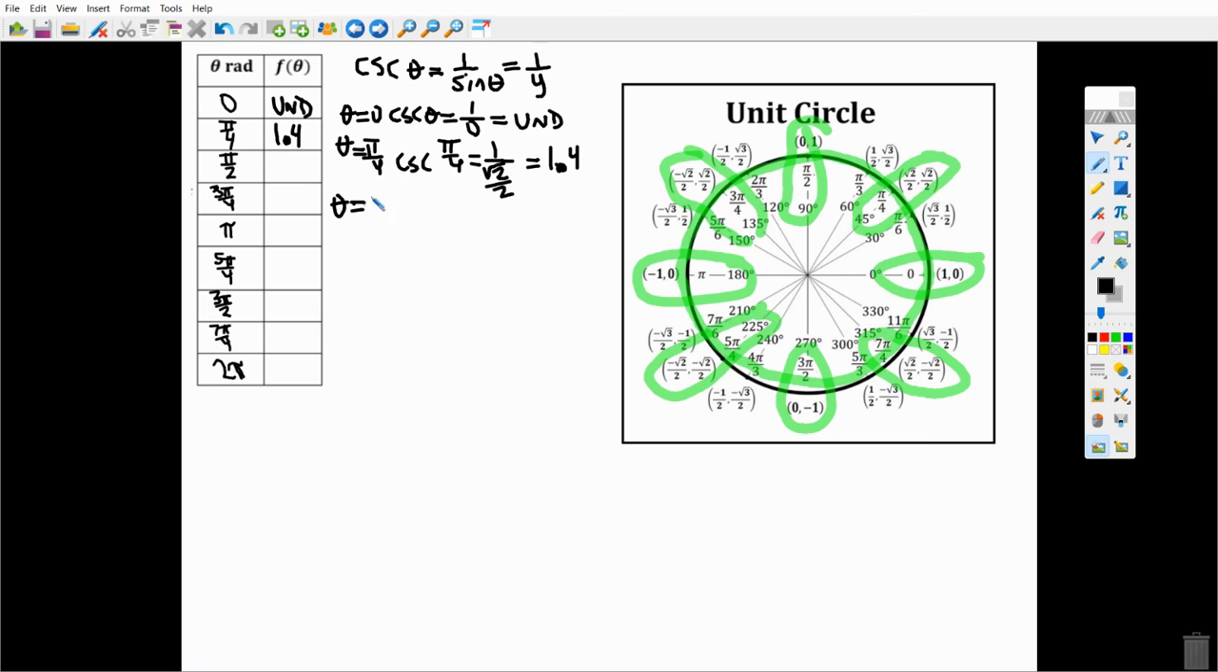Theta at the next one, which is pi over 2. Cosecant of pi over 2 is 1 over the y value, which is 1. And that's going to end up being 1 divided by 1, which is 1. Okay. If theta equals 3 pi over 4, cosecant of 3 pi over 4 is going to be 1 divided by, at 3 pi over 4, the y value is radical 2 over 2. We have that over here. That's 1.4.